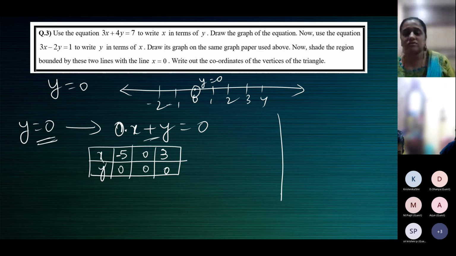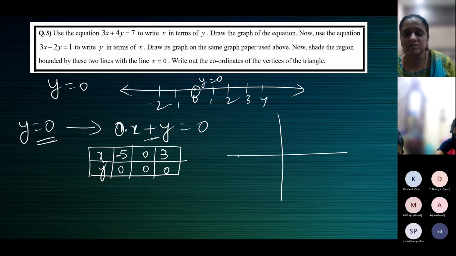Now let's plot this. Minus 5 comma 0, so minus 5 comma 0 here. 0 comma 0. This is 0 comma 0. 3 comma 0, somewhere here. So again, you see that all these 3 points lie on the x-axis.